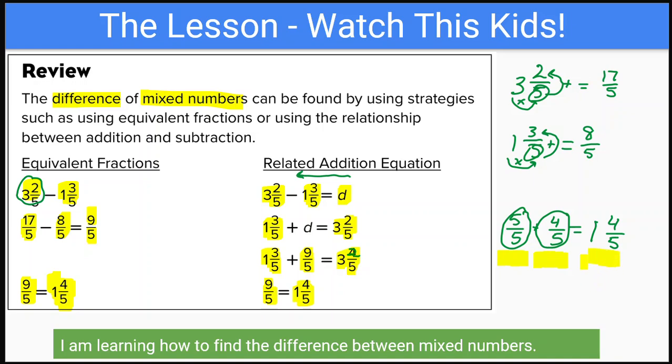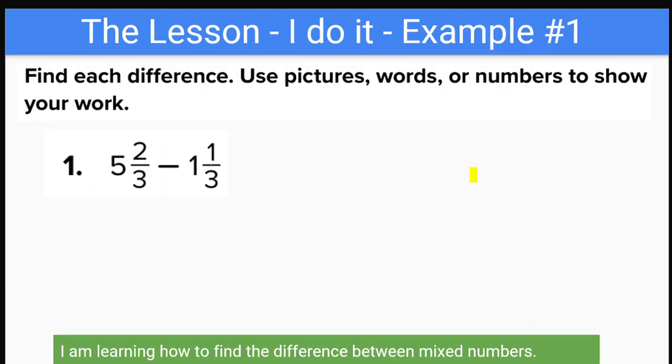So kids, you're learning how to find the difference between mixed numbers. Let's take a look at some more examples right here. Find each difference. That's the answer to a subtraction problem. Use pictures, words, or numbers to show your work. I'm going to show you how we did it in the last lesson, and we're going to continue to do it that way. That seems to be the easiest way for kids. So we got 5 2/3.